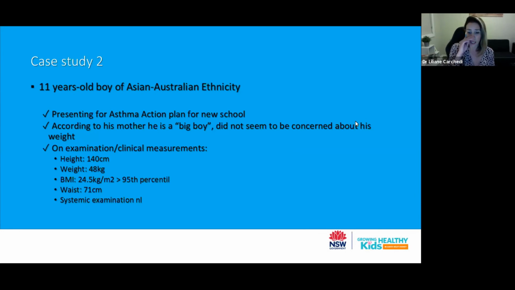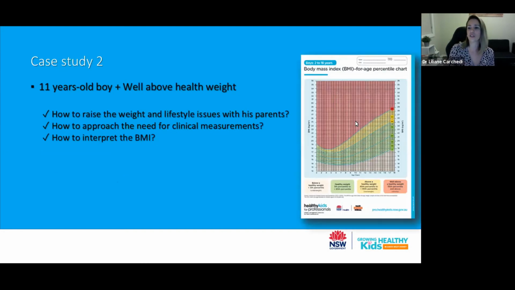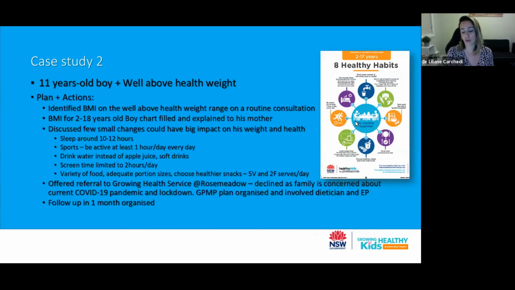So I like to show the chart, and I like to mark it and give it to the parents to bring to the next consultation, to see where we are. So how should we raise the weight and lifestyle problems with the parents? Look, be open, non-judgmental, and to be very honest, surprisingly or not, they actually accept it very well. So we had a good conversation. We interpreted BMI together. We had a chat about well above healthy weight, so not using obesity or severe obesity. And we did discuss a few actions together.